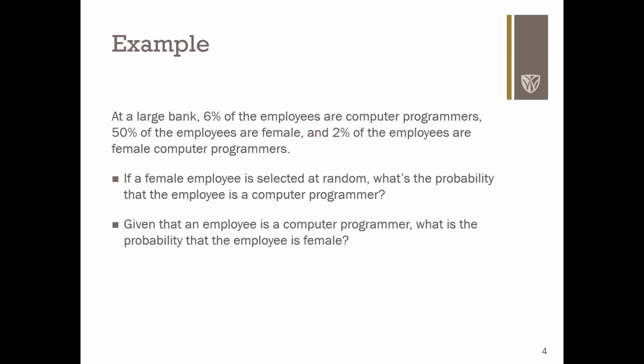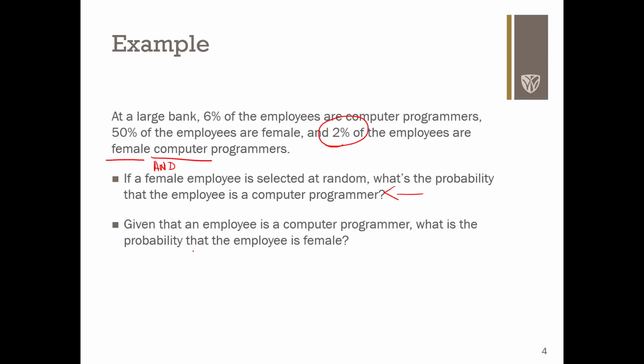This is different from the 2% that we have here. This 2% says out of all of the employees, if I select an employee at random, 2% are both females, right, and computer programmers. So this is a joint probability, females and computer programmers. What we're asking for here in this first question is a conditional probability. Okay, so the language is a bit subtle.